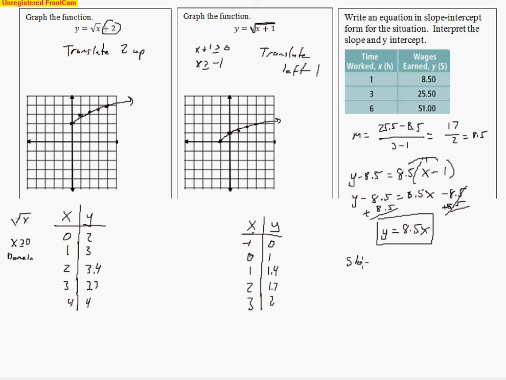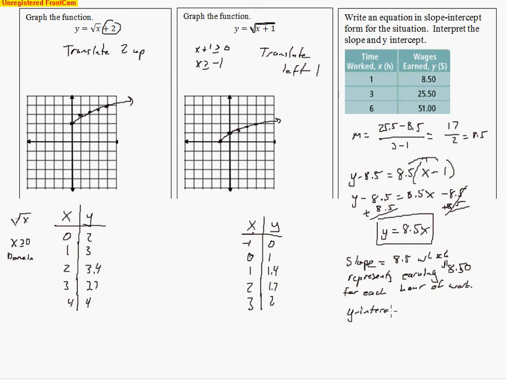And so the slope of the line is equal to 8.5, which represents, and this is where you have to read the graph, and I read this and it looks like it's time worked and wages earned, which represents earning $8.50 for each hour of work.